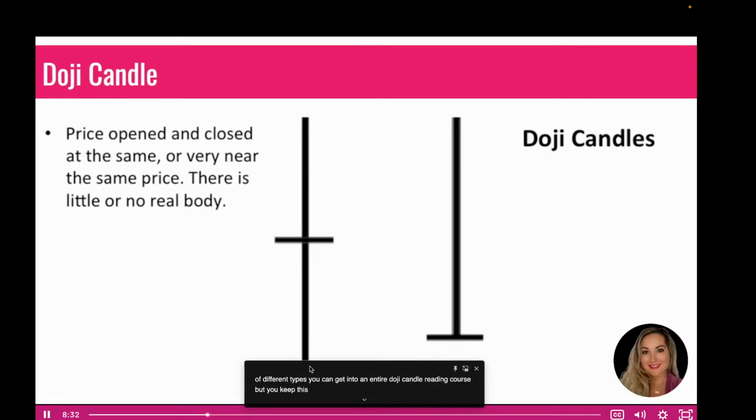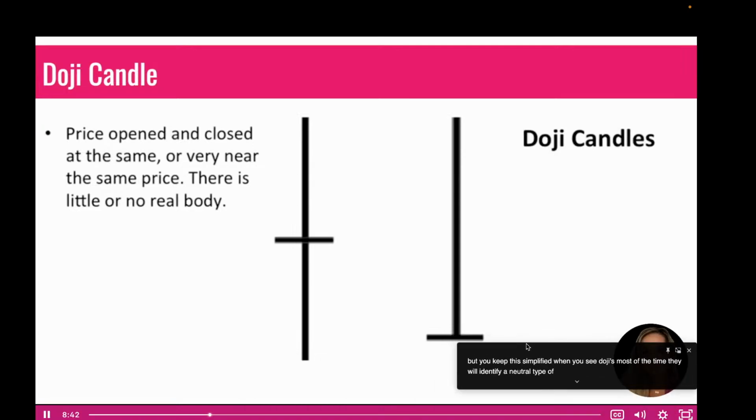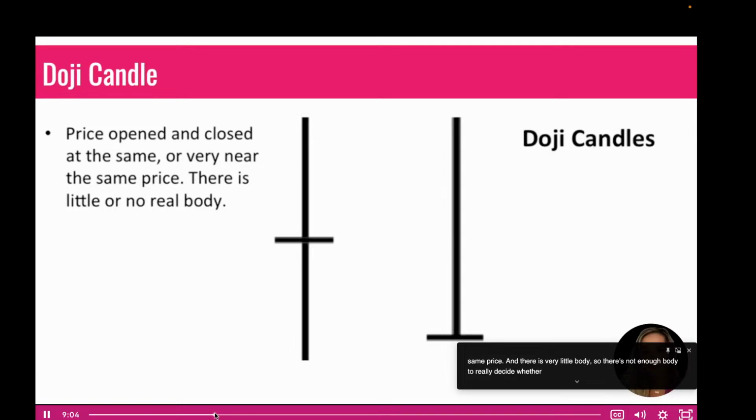But to keep this simplified, when you see dojis, most of the time they will identify a neutral type of trend, potentially a reversal in some situations. I will show you that in a couple of slides where you would identify them as a reversal symbol. But the overall concept of seeing dojis is a neutral idea. Basically, what it means is that the price has opened and closed at the same or very near the same price, and there is very little body. So there's not enough body to really decide whether it was a bullish or a bearish candle. It's just kind of neutral.